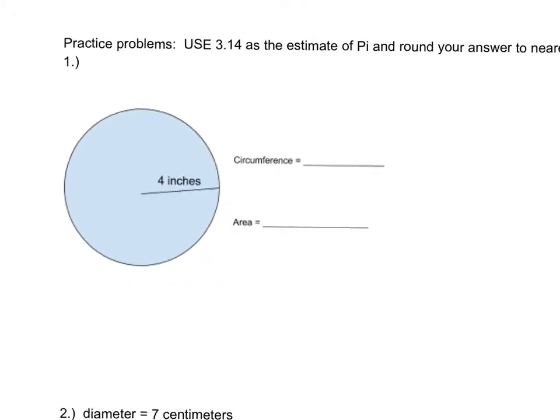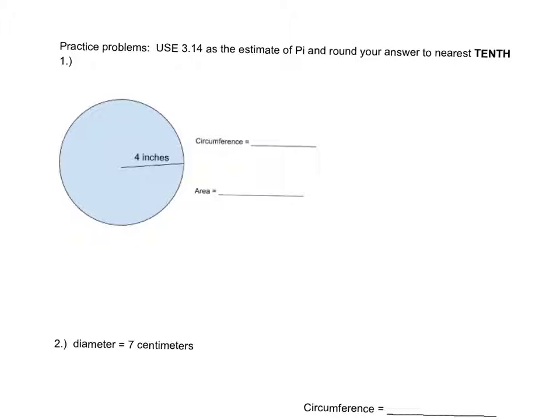So let's look at this one. Number 1, reading the instructions, says use 3.14 as the estimate of pi, so that means we're not using the pi symbol on the calculator, and they want you to round to the nearest 10th. If you're asked to round to the 10th and you don't, you're going to get points taken off, so please make sure you do that.